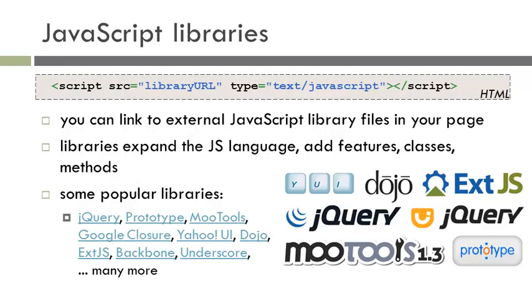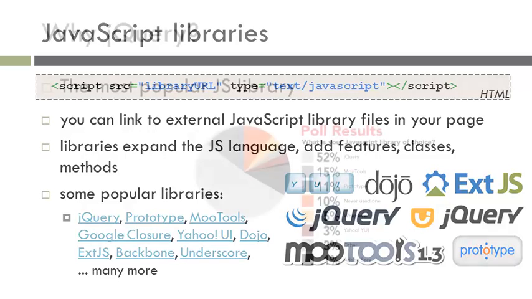As a result of these problems, JavaScript developers have developed libraries that expand the JavaScript language, add features, classes, and methods. To use these JavaScript libraries, all that is required is to link to the library in the script tag in your HTML document. Some of the more popular JavaScript libraries are jQuery, Prototype, MooTools, Google Closure, and there are many, many more. In this class, we are going to use jQuery.